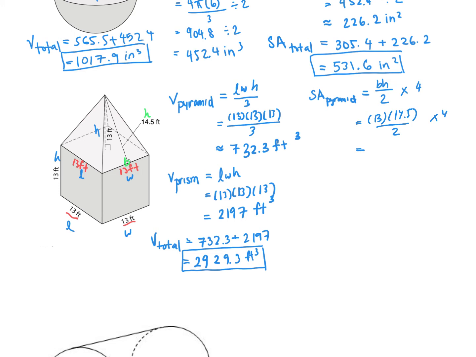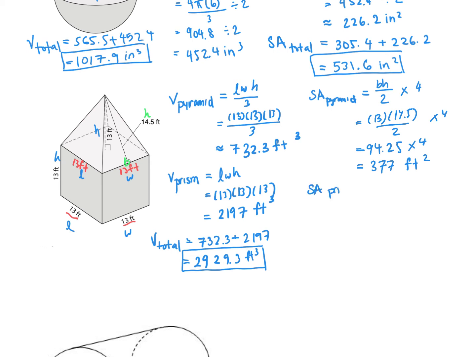So the area of one triangular face is 94.25. And when we multiply that by 4, we get 377 feet squared. So I didn't use a fancy formula for the surface area of a pyramid. I saw I had 4 triangular faces, so I found the area of those.